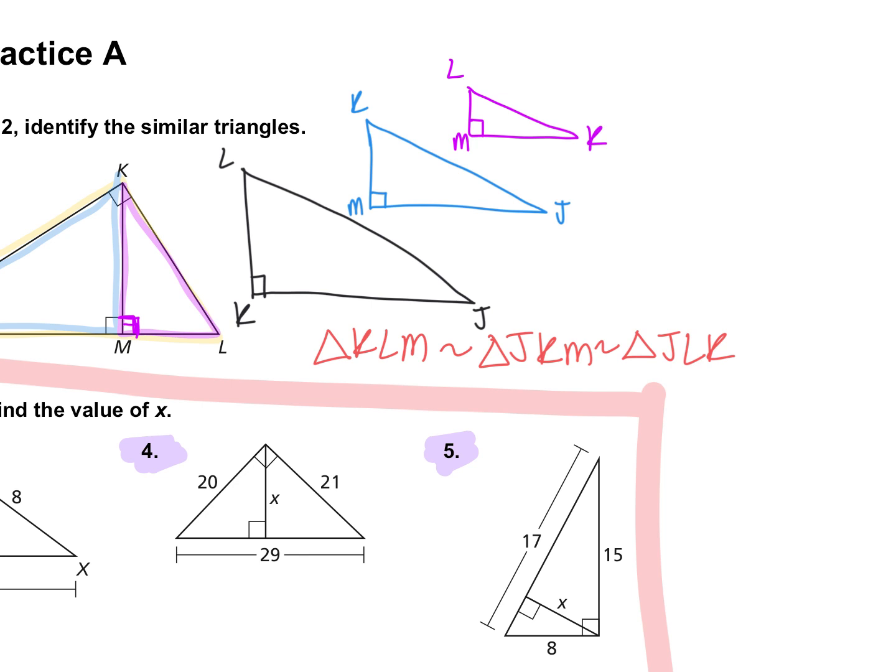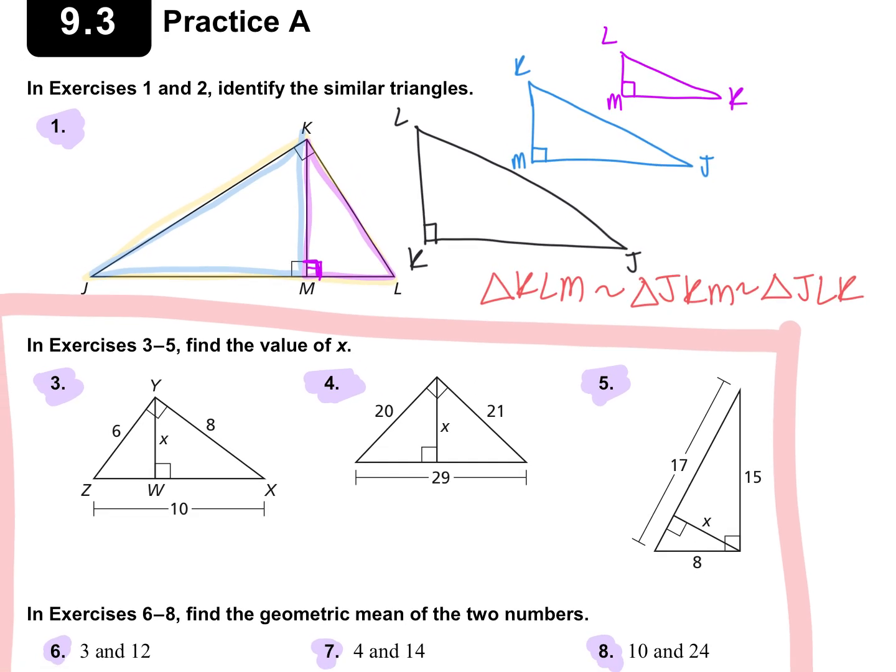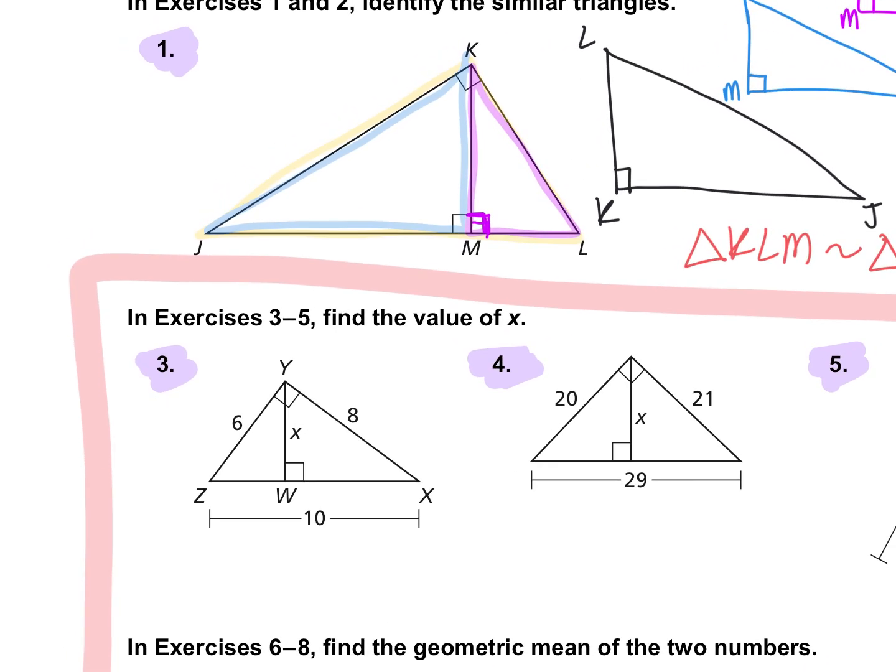Okay, if they're similar, I can set up my ratios and I could solve for a variable. Writing a similarity statement, no, but it'll definitely help for 3, 4, and 5. So, for 3, 4, and 5, last chapter, we did solving for a variable using similar triangles. If all of these triangles are similar, I can solve for my variable x.